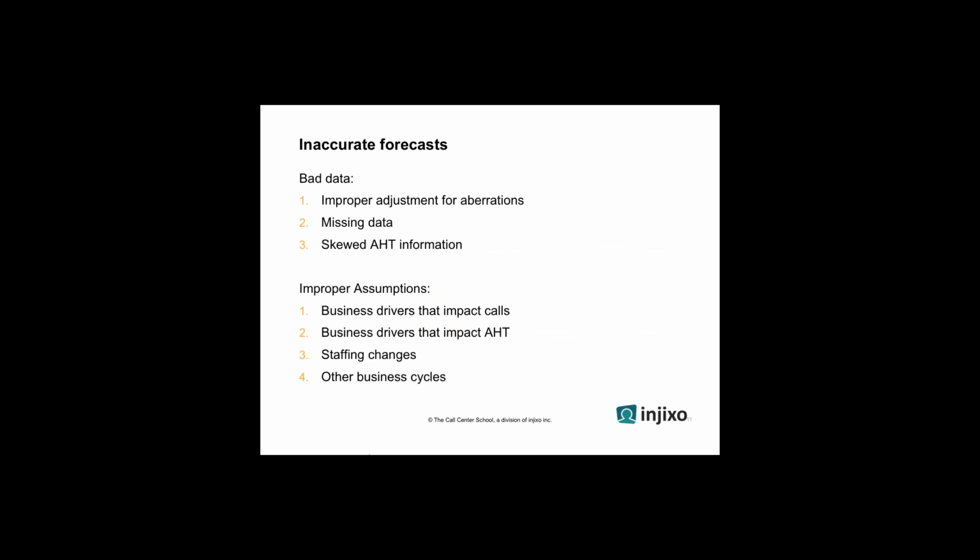So either there was bad data, maybe you were using old data and there were a few days that were low for some reason, maybe just a glitch, maybe data didn't get recorded and you forgot to adjust for that. That's typically what would drive that low forecast, or just missing data. Maybe you've got skewed handle time information. Maybe the agents in your center are just using the wrong buttons on their phone, and it's skewing your average handle time, which then skews your workload forecast, and everything else down the road is messed up.